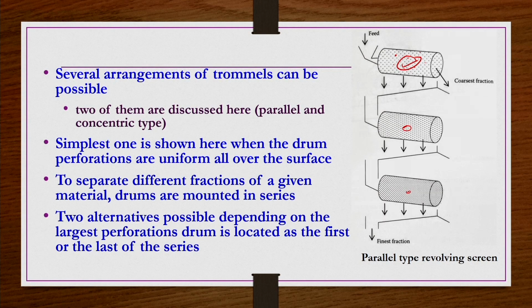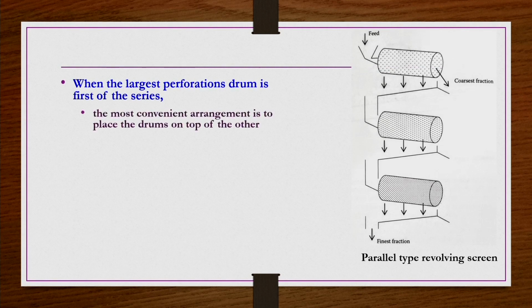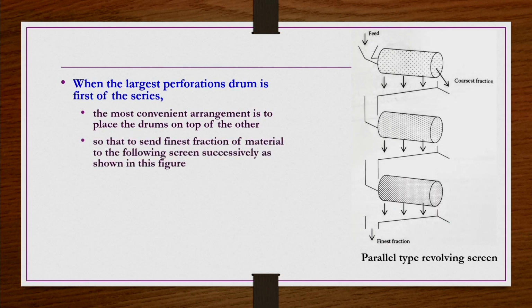So, obviously 2 alternatives are possible, depending on whether the largest perforation drum is located at the first of the series, or at the top of the series, or at the last of the series. Let us say you arrange the largest perforation drum first, at the top, as shown here in the picture. Then the most convenient arrangement is to place the drums one on top of the other, so that the finest fraction of material can flow to the subsequent screens successively, and then the finest can be collected at the bottom.